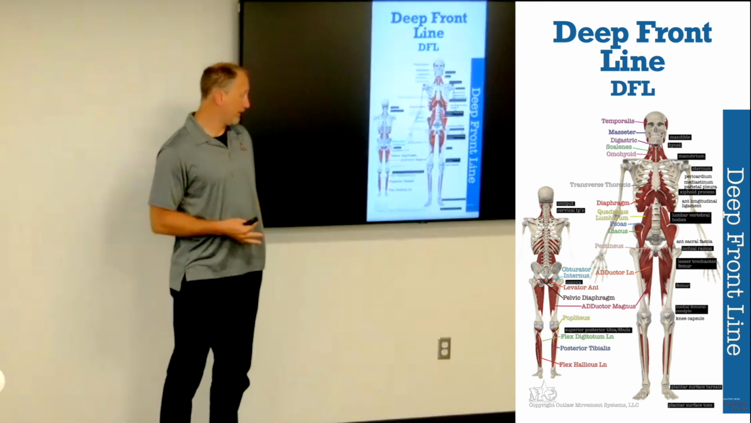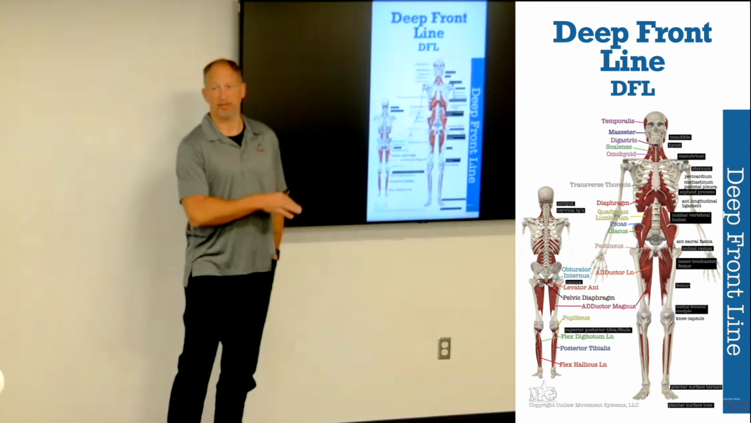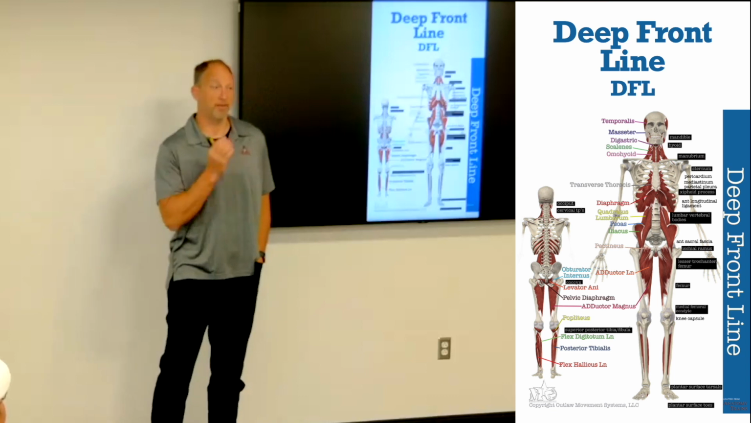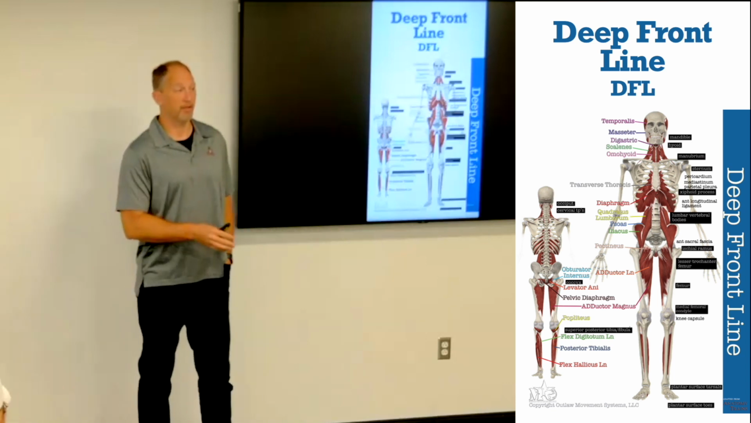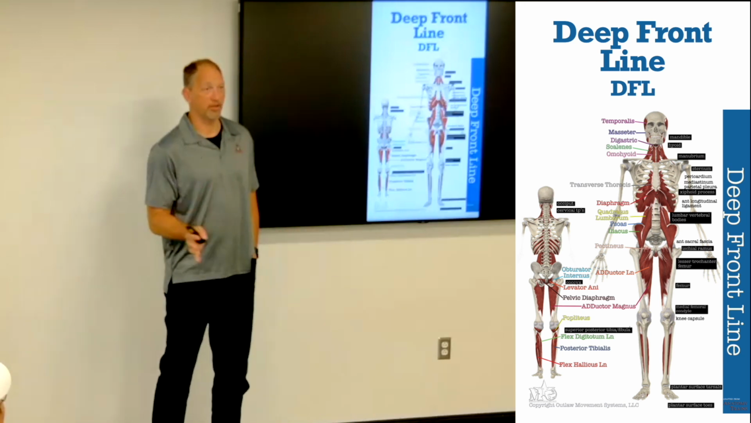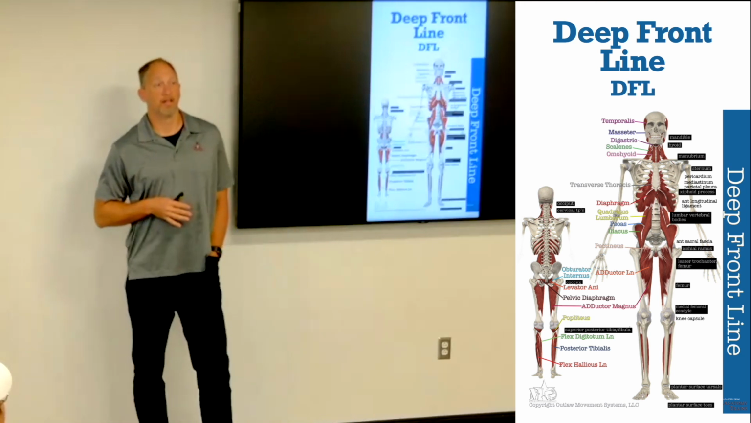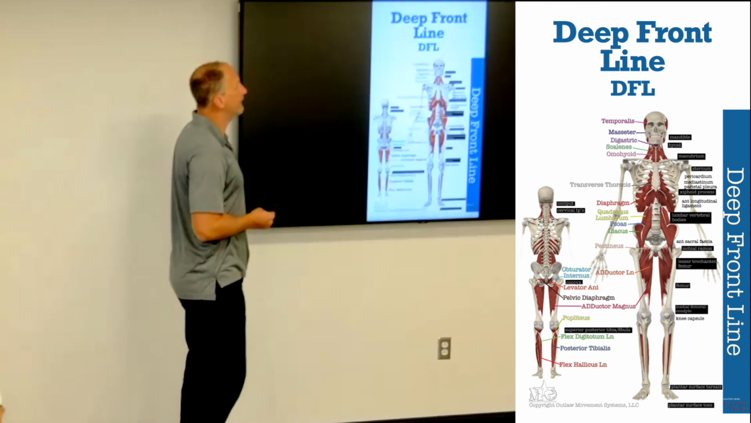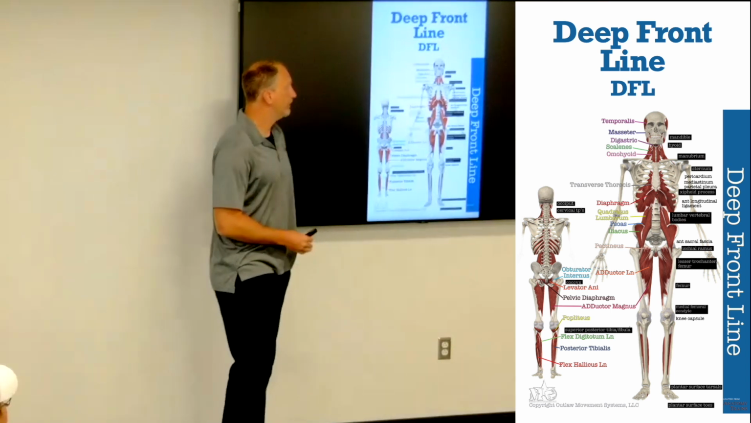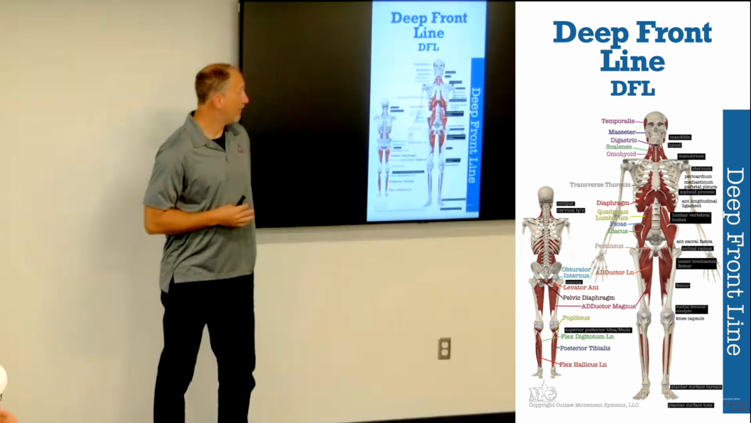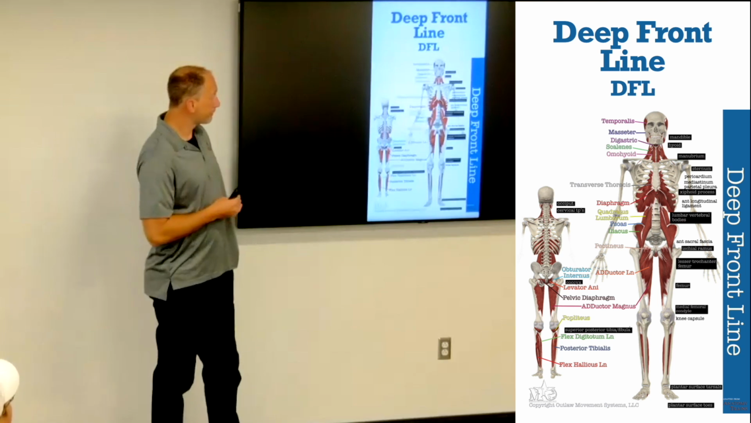Deep front line, basically, everything that we haven't talked about in the superficial back line, superficial front line, lateral lines, spiral lines, three functional lines, all those excluded tissues that aren't the upper extremity, they're just all lumped into this line. So this line is very involved. And if you start at the top, this one doesn't even have all of them because I ran out of space.